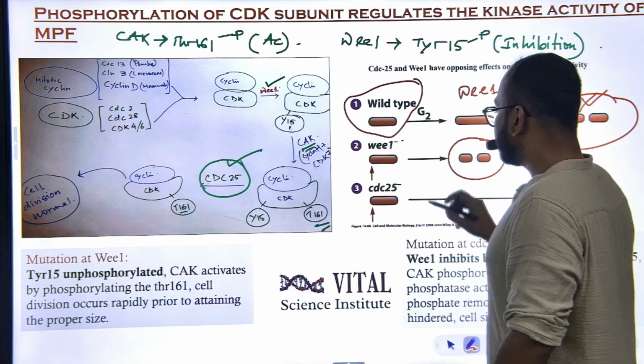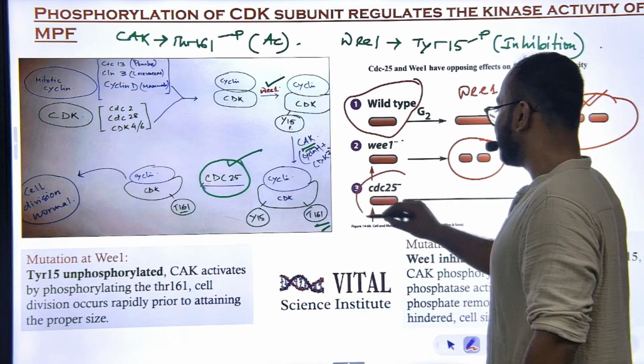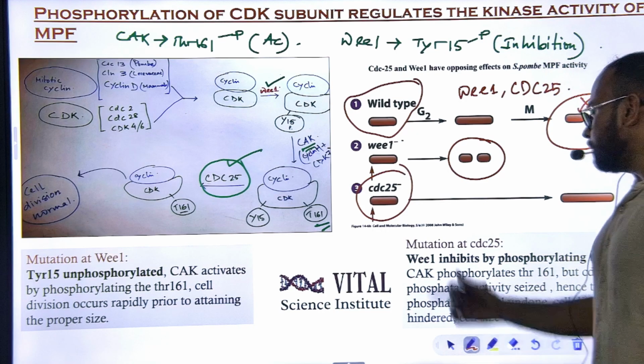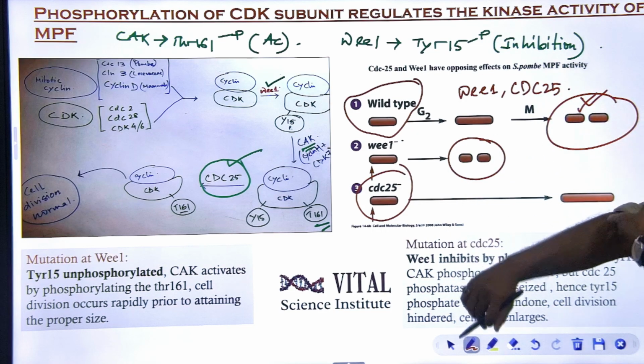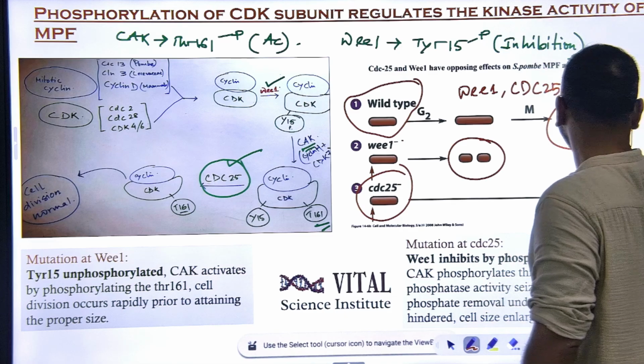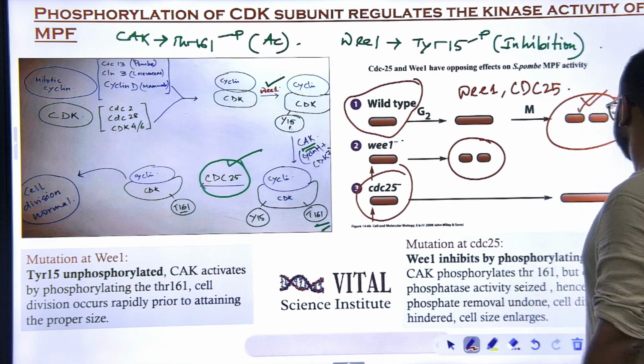On the contrary, if in the third condition CDC25 is mutated, then what will happen? If CDC25 is mutated, then let's go back to my previous slide.